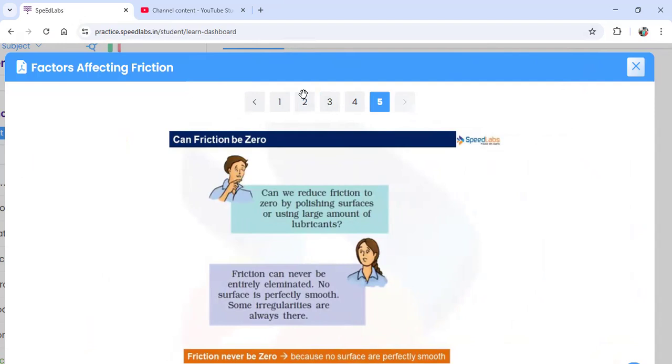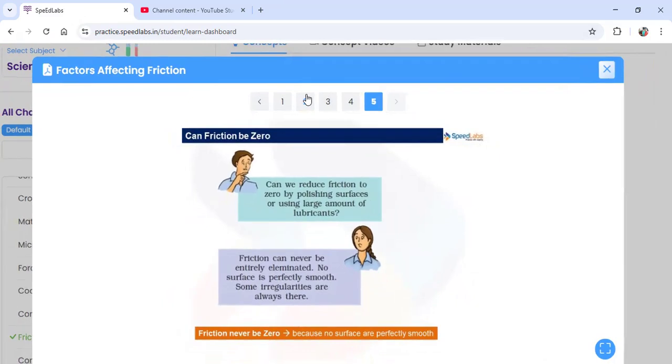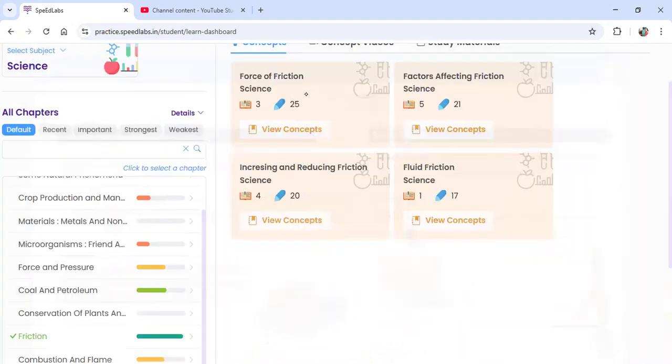Okay, children. Here is a question he is asking. Can we reduce friction to zero by polishing surfaces or using a large amount of lubricants? Friction can never be entirely eliminated. No surface is perfectly smooth. Some irregularities are always there, children. Yes or no? So friction can never be zero because no surface is perfectly smooth. Yes or no? Next concept, we talk about methods to increase friction.